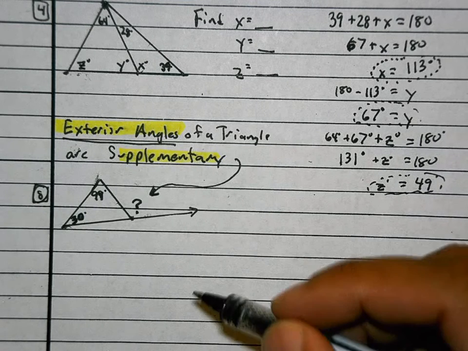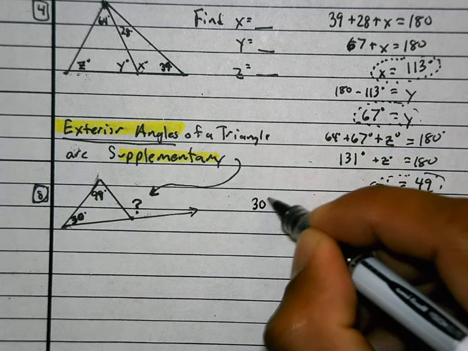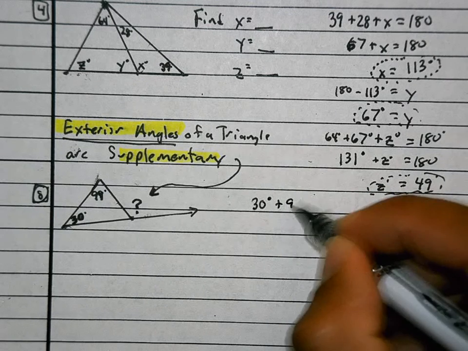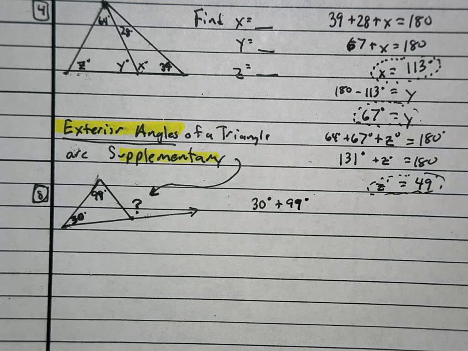That angle says 30 degrees plus 99 degrees. Now we might as well throw in some letters. Even though it's not there, we should probably throw in that this is an X and this is a Y. We're probably going to need to find X and find Y first.